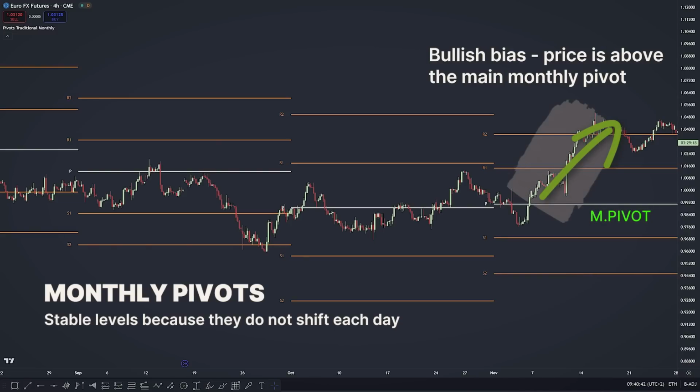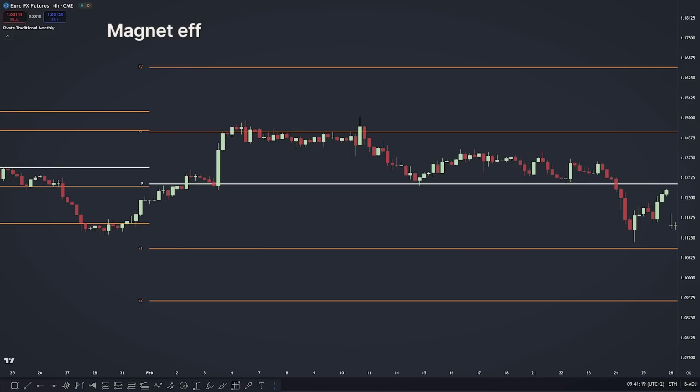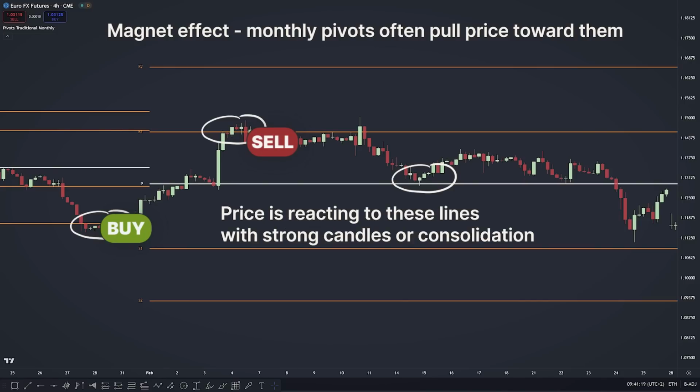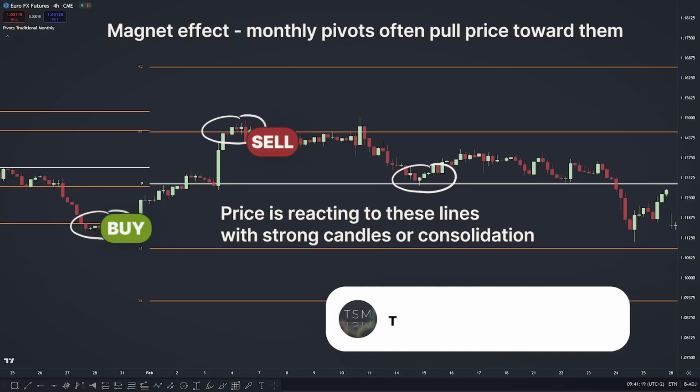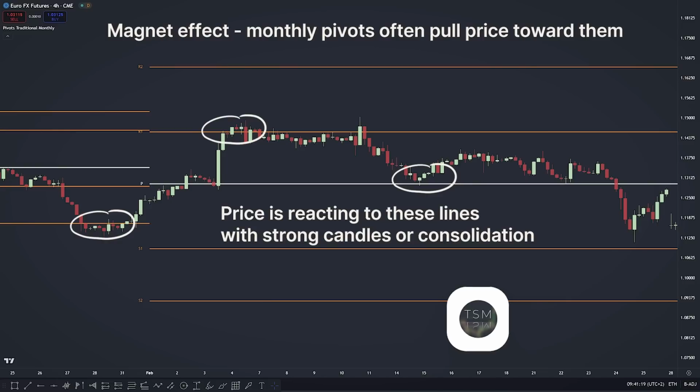If price is above the main monthly pivot, that can signal bullish bias. If it is below, that can signal bearish bias. Monthly pivots often pull price toward them. That is the magnet effect. Traders who missed prior moves sometimes wait for price to return to a pivot zone. Then they enter or add to positions. So you often see price reacting to these lines with strong wicks or consolidation.